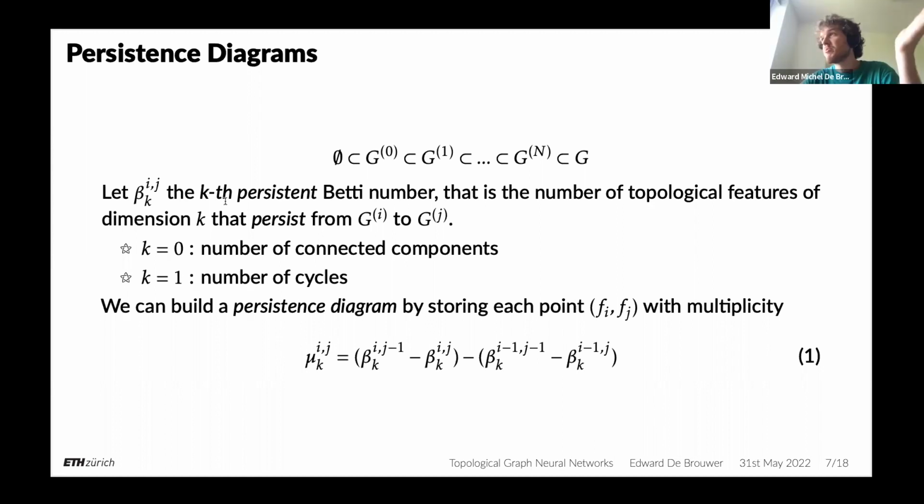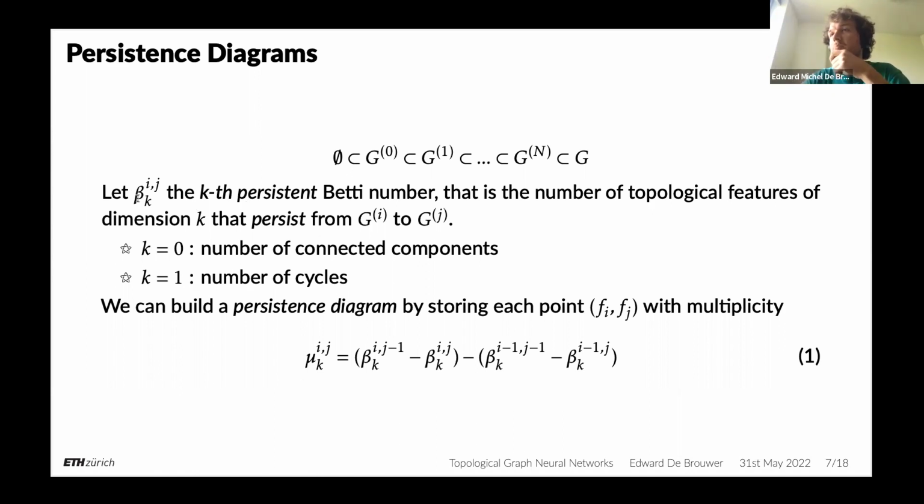So then you can compute basically this number for the different dimensions for each subgraph. And what you can do is then study how this number of specific topological features persists in your filtration, so in the different subgraphs.